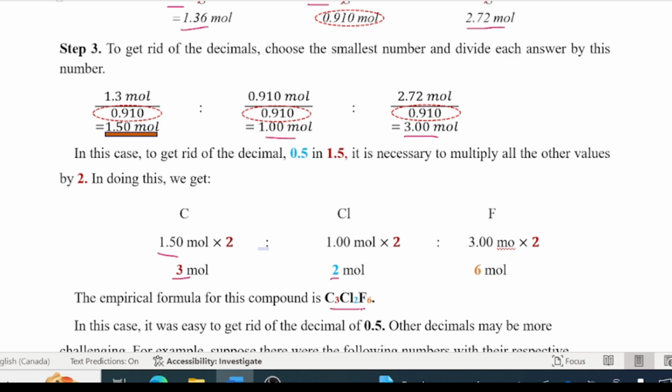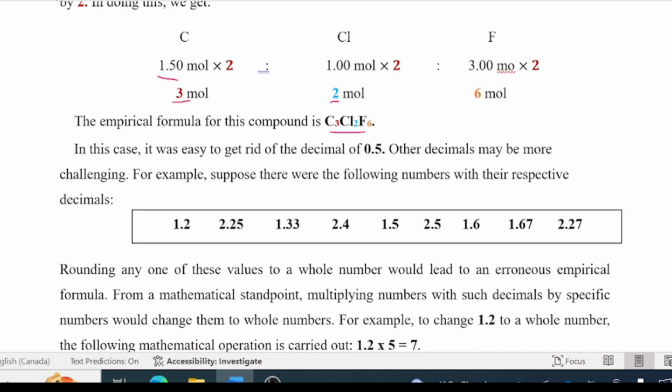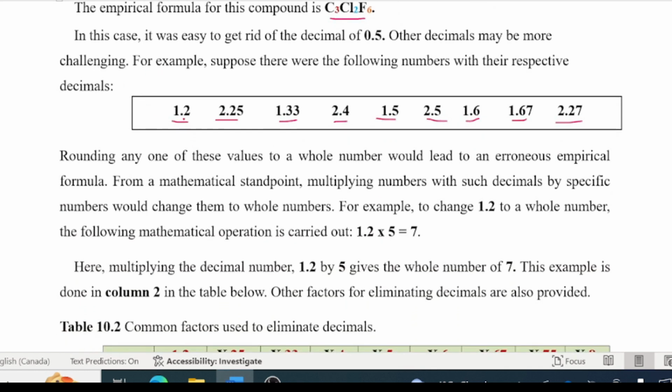So you might want to ask, if you have decimals like that in the end, how do we know what value to multiply by? So let's say you ended up with decimals like these, right? 1.2 for one of them, 2.25, and so on. What number to use to multiply these so that you end up with whole numbers? There's a table here that is given to you. See, this one here has a 0.2 here. If you multiply this number by 5, you end up with 7. What about if you have 2.25? What will you multiply this by? You multiply this by 4. What about 0.33? That can make a whole one if you multiply by 3.